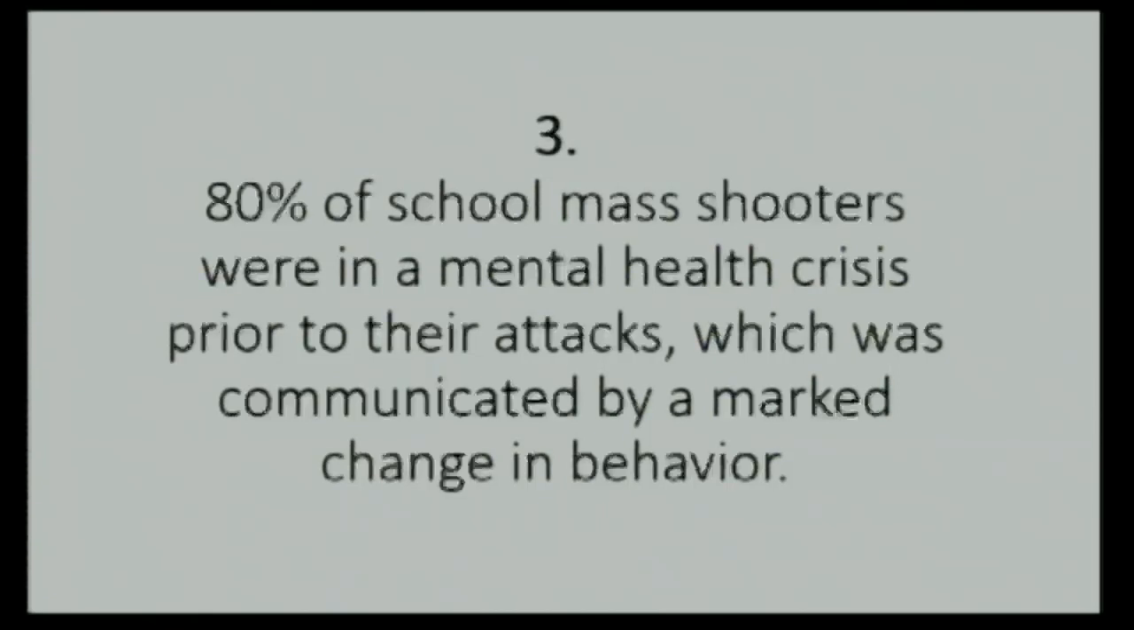We also know that 80% of school mass shooters were in a mental health crisis prior to their attacks. So this means that something changed, something happened, and they are overwhelmed. We define a crisis as any time your current situation overwhelms your ability to cope. A lot of times it was a breakup with a girlfriend, or something happened at school, or rejection.